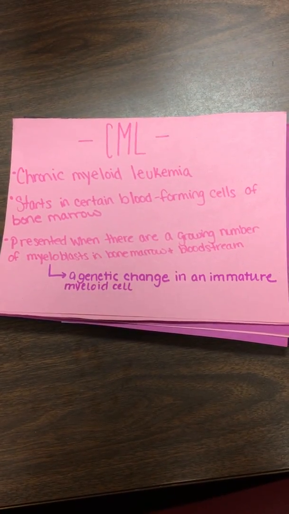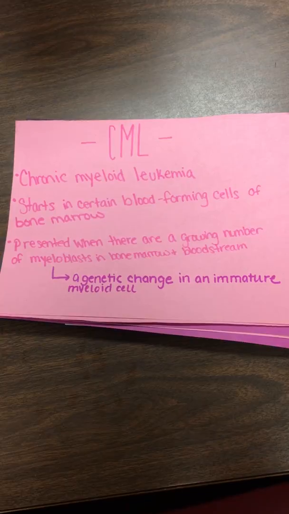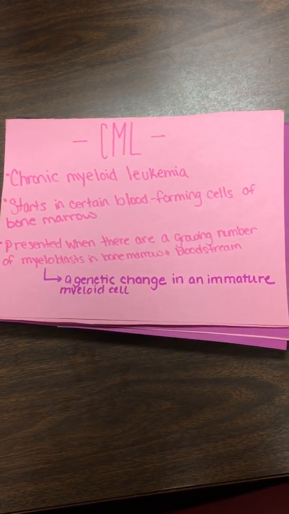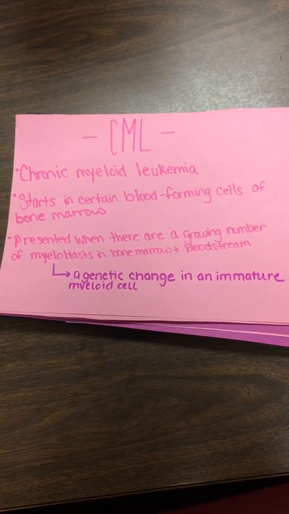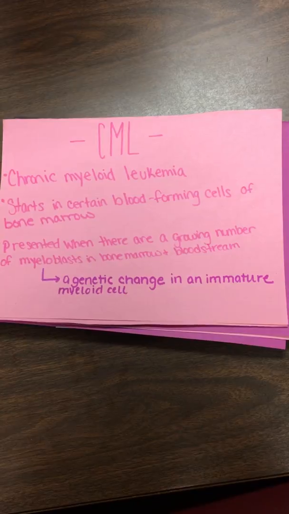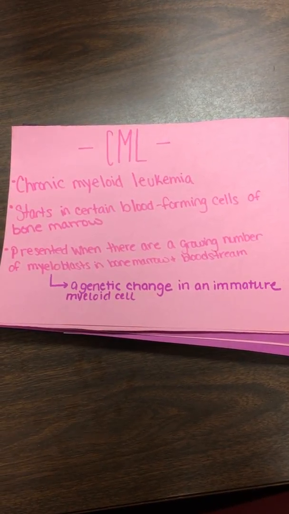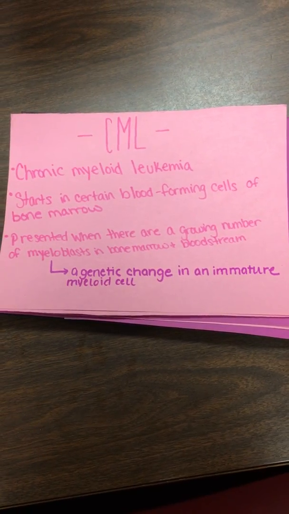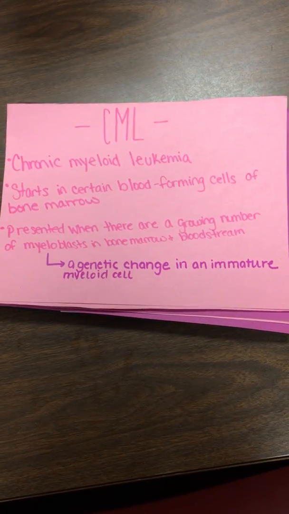CML is presented when there are a growing number of myeloblasts found in the bone marrow and in the bloodstream. Myeloblasts are a genetic change occurring in an immature myeloid cell. Myeloid cells make up red blood cells, platelets, and white blood cells. When one of these cells changes and becomes a CML cell, it no longer matures the way it should. Often it divides to make new cells faster than normal.